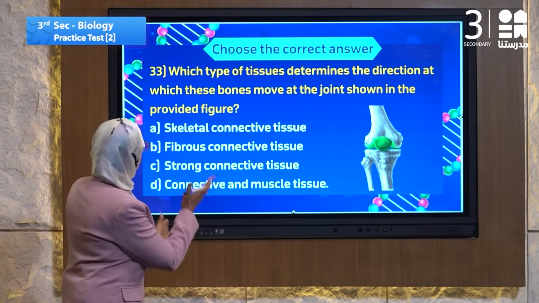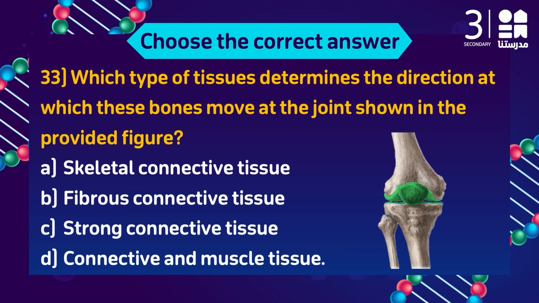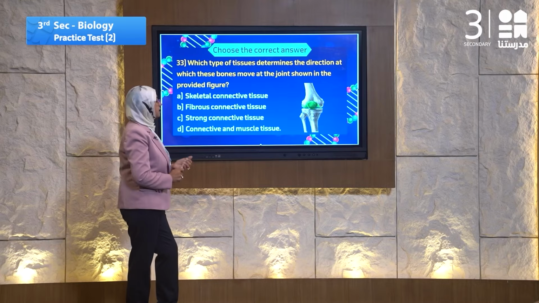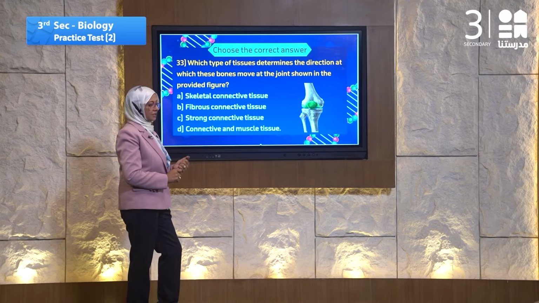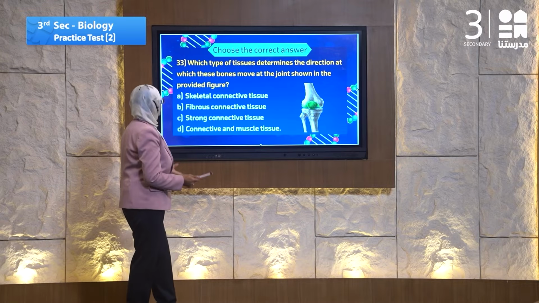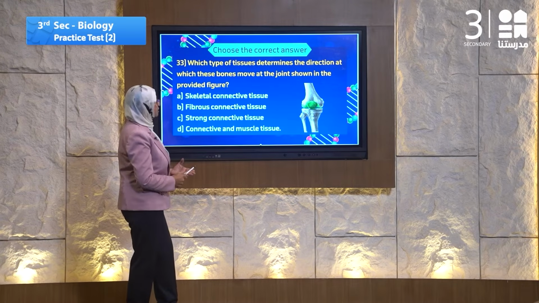Let's speak about the question and read it. Which type of tissue determines the direction of movement of these bones at the joint shown in the provided figure? Here we speak about the direction of bone movement. Which part determines the direction? Is it the ligaments, cartilage, or bones? I say it's ligaments. We speak about the structure of the ligaments.